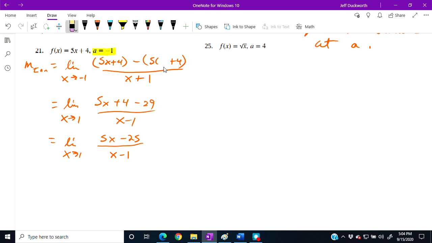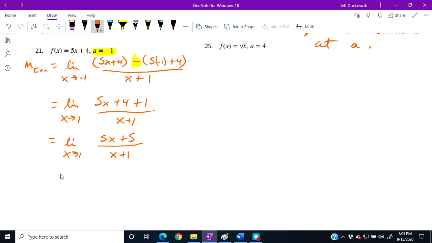All right, so we've got a problem here. This a is -1, not 5. So we're going to multiply this 5 by -1. So that means we still have this 4, but instead here we have a -5 and a 4, which is -1, which means we add 1 because of this negative here. So this is 5x plus 5 over x plus 1, not minus 1.